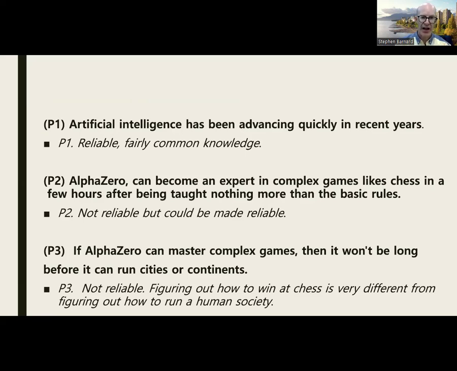The second premise, AlphaZero can become an expert in complex games like chess in just a few hours. It's not reliable because people probably don't know about this particular AI, but it could be made reliable if you can provide a statistic or some reasonable evidence so we can accept that AlphaZero actually can become an expert in complex games. We want to know that that is actually true. And then we reach our third premise. If AlphaZero can master complex games, then it won't be long before it can run cities or continents.